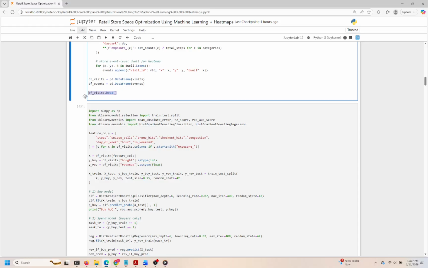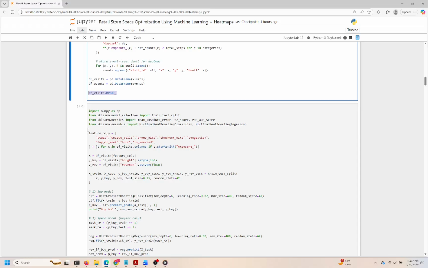We start by selecting relevant features from our dataset, which includes various metrics like the number of steps, unique cells visited, and the day of the week. These features will serve as inputs to our models, enabling them to learn patterns in the data. The target variables are structured differently. We have a binary outcome indicating whether a purchase was made, and a continuous variable representing the revenue.